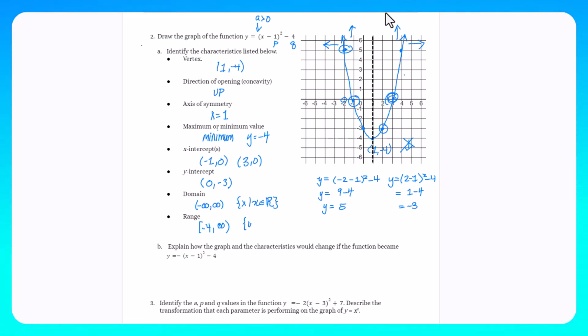And if we wrote that in set notation, remembering that we have to have a y, this is going to be -4 is the minimum, less than or equal to, because it can be -4, y, and y is an element of the real numbers.